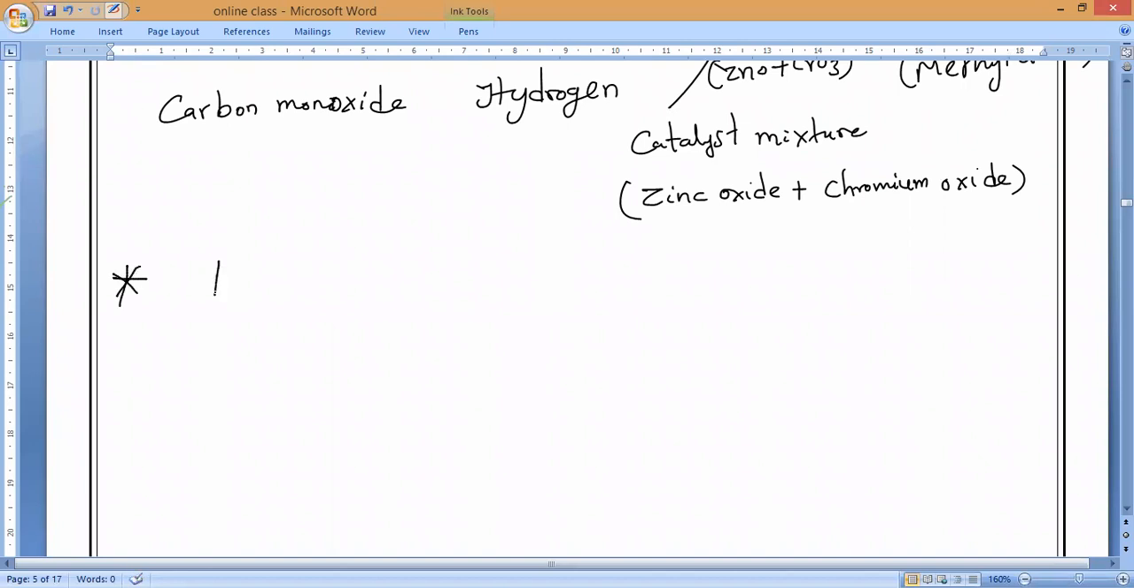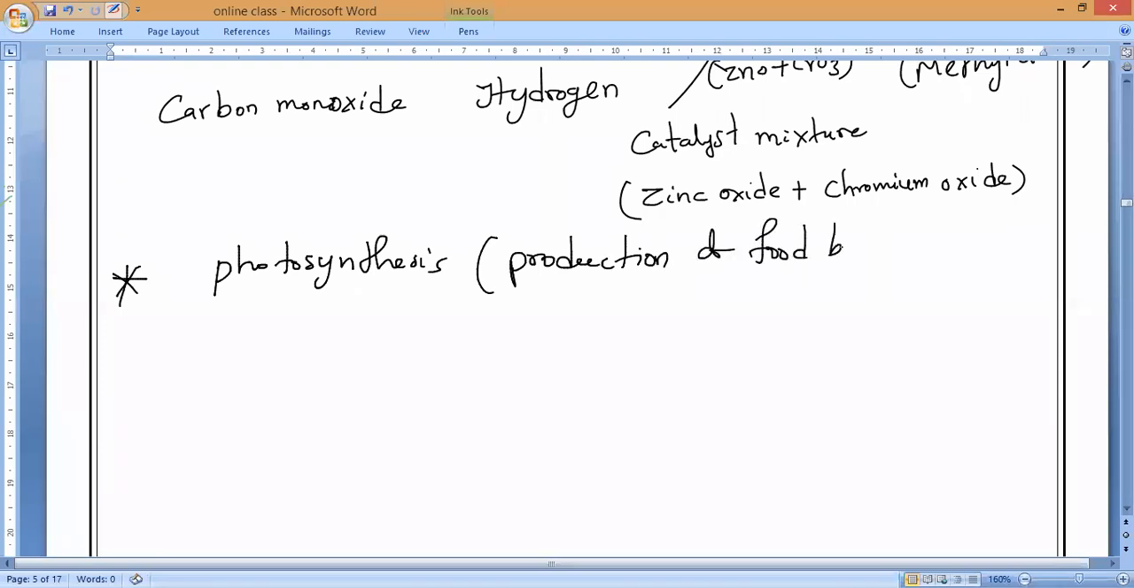Next one. How many of you know the photosynthesis reaction? Yes, sir. Production of food by plants. Is it exothermic or endothermic? It requires sunlight. Endothermic. But respiration is exothermic, and photosynthesis is endothermic. Understand? So that is a reaction we can say.